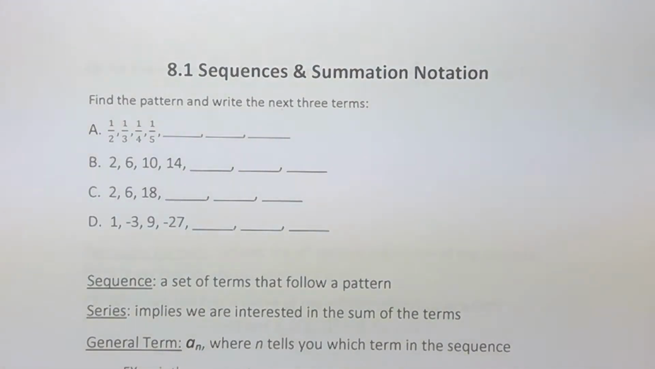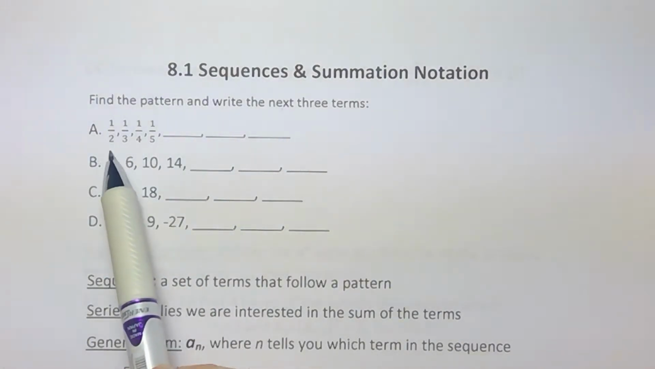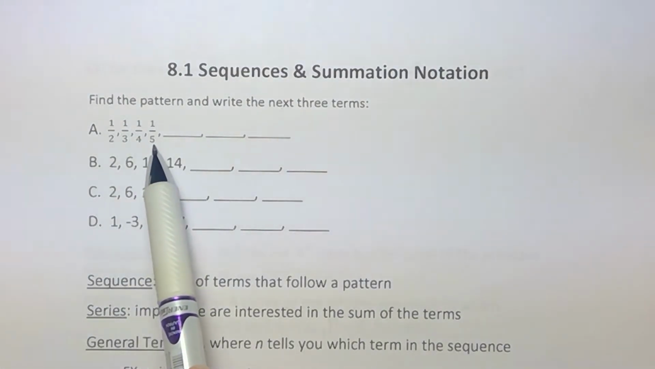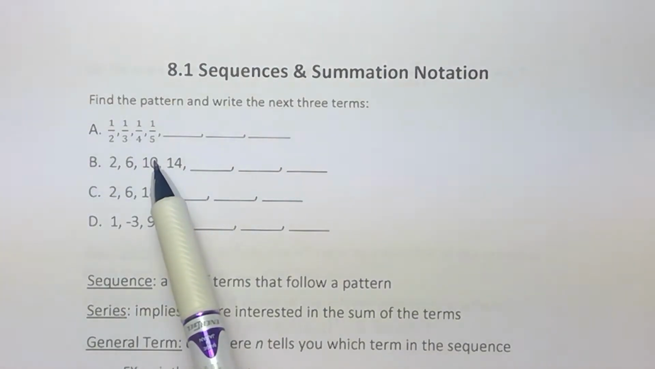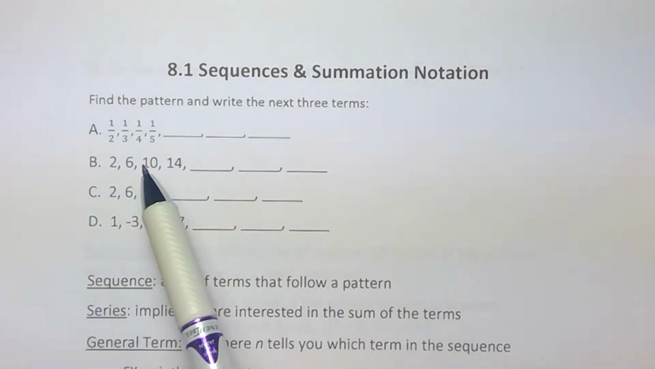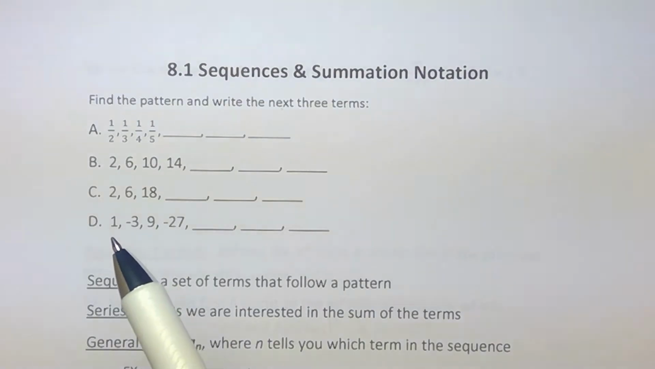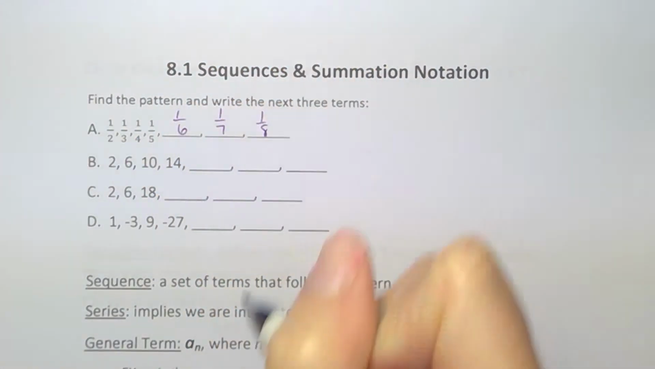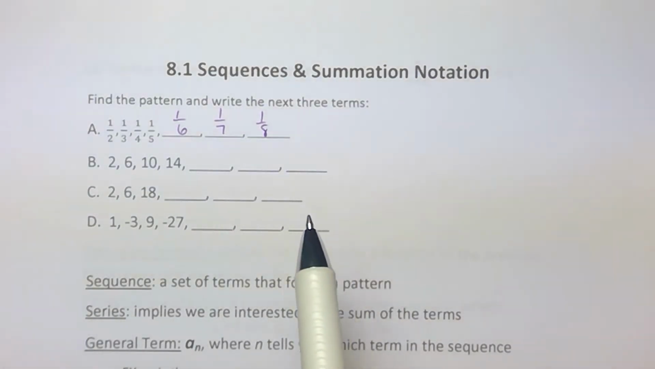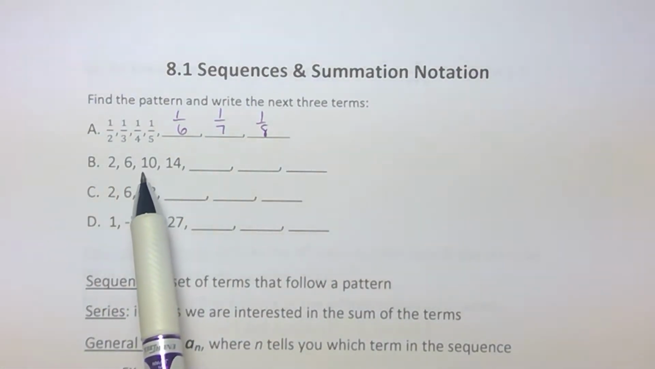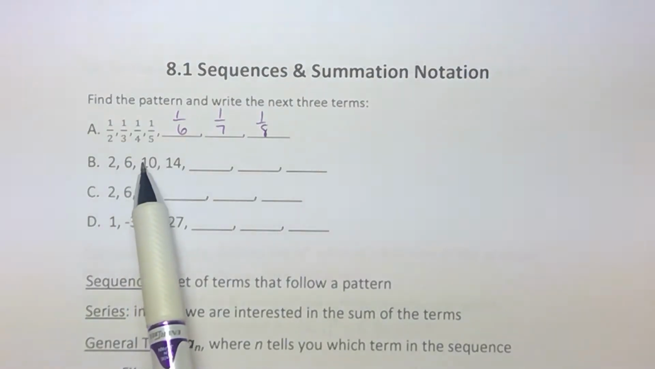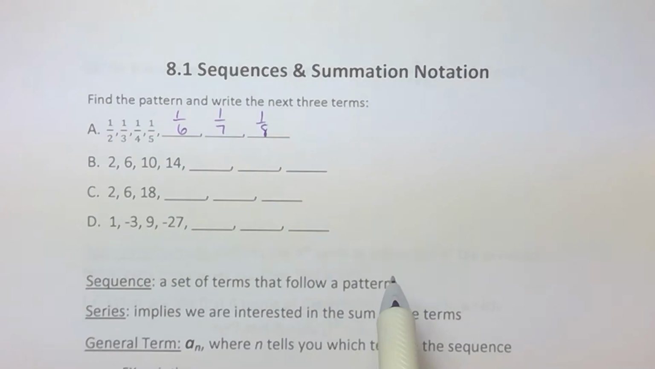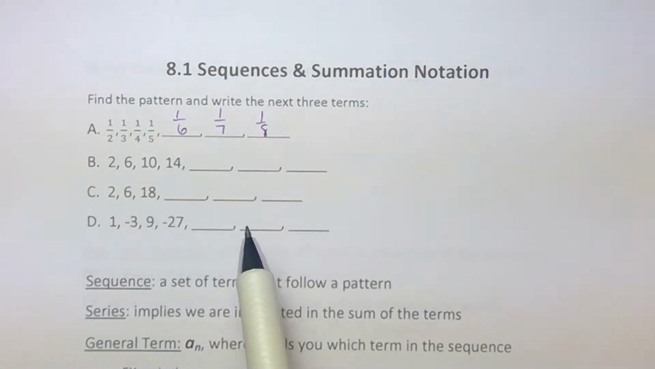Okay, for the first one, I have a series of fractions. 1/2, 1/3, 1/4, 1/5. It looks to me like my numerator's staying 1. It's not changing. And my denominator, I'm adding 1 each time. So my next term would be 1/6, then 1/7, then 1/8. For this sequence, I'm not increasing or decreasing by a set amount each time. I'm literally adding 1 in my denominator. What about the next one?